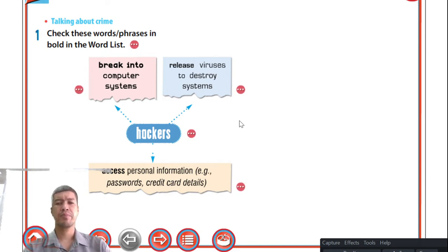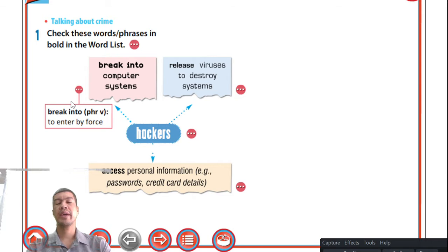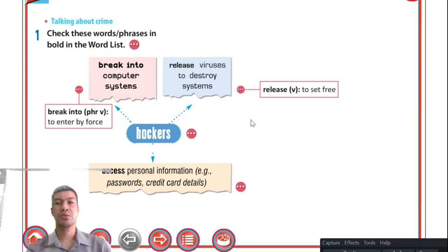Alright, so these people have access to information on your behalf without your permission. Alright, so if we look at the word list, to break into means to enter by force, so they do not have permission and they do enter your system illegally, if I can put it to you that way. Secondly, to release means to set free, so they release the viruses, and that simply means they send you a file, you open the file, it corrupts your PC, you cannot use your PC anymore. Now you need to send it to a computer engineer to have the problem fixed.